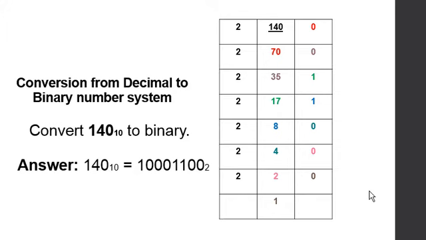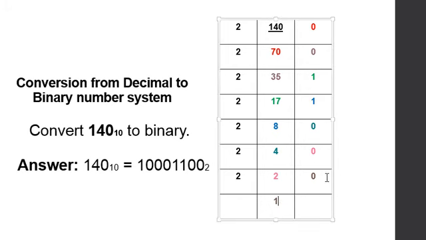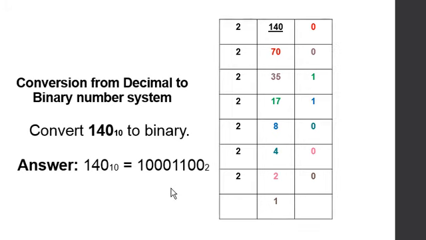Now, how do I get my answer? You get your answer from the remainders, and you read it from bottom to top. In this case, the answer is 1, 0, 0, 0, 1, 1, 0, 0. Let's check. 1, 0, 0, 0, 1, 1, 0, 0. Again, do not forget base 2 if it's a binary number. If you check that and convert it, we actually got the correct answer.